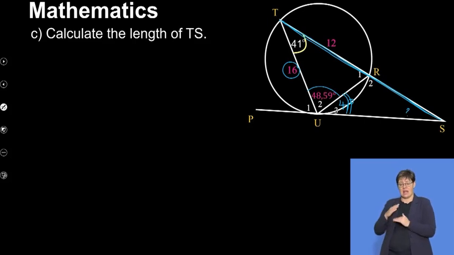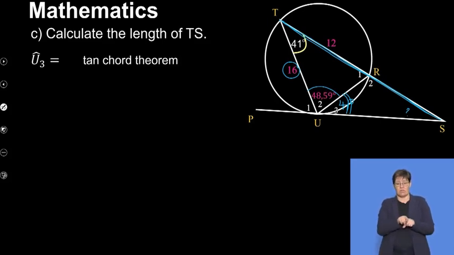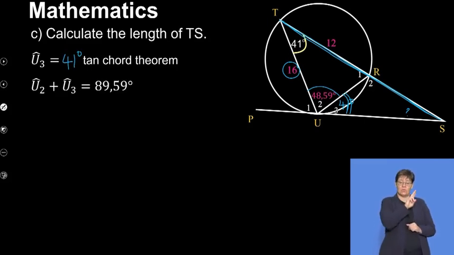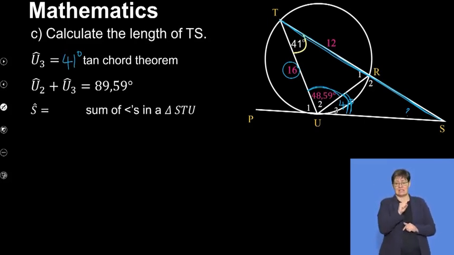Okay, now because we have the other two angles in this big triangle STU, it's quite easy for us now to find angle S. So let's write that down quickly. We said U3 is equal to 41 because of the tan-chord theorem. U2 plus U3, these two together, will give us 89,59. We're going to use that now to find angle S. So angle S will equal 180 minus 41 minus 48,59. So S will equal 49,41 degrees, just using the angle sum of a triangle.